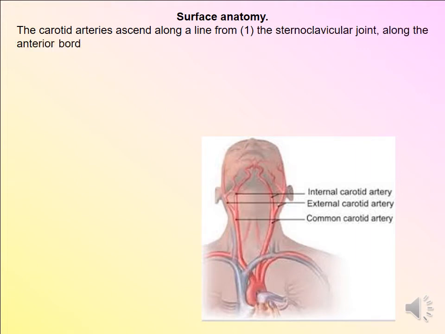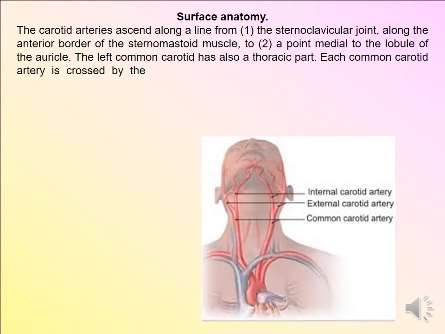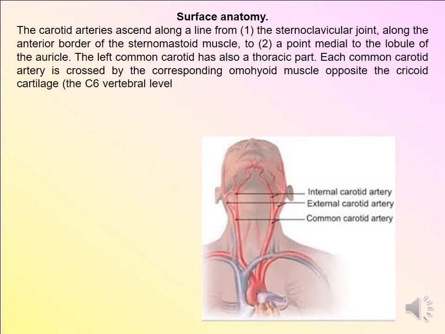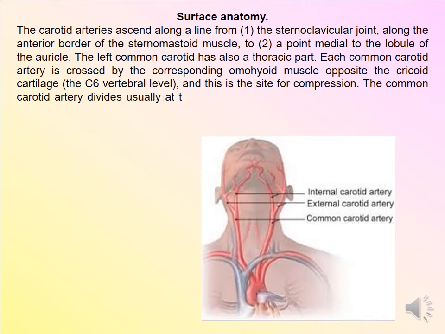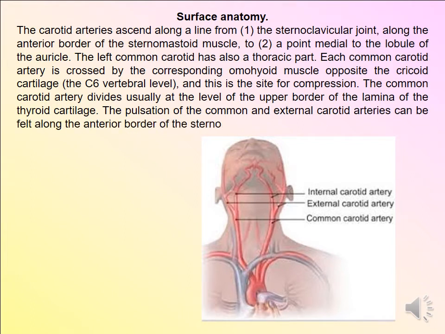The carotid artery ascends along a line from, first, the sternoclavicular joint along the anterior border of the sternocleidomastoid muscle, and second, a point behind the lobule of the auricle. The left common carotid also has a thoracic part. Each common carotid artery is crossed by the corresponding omohyoid muscle opposite the cricoid cartilage, the C6 vertebra, and this is the site of compression. The common carotid artery usually divides at the level of the upper border of the lamina of the thyroid cartilage. The pulsation of the common and external carotid arteries can be felt along the anterior border of the sternocleidomastoid muscle.